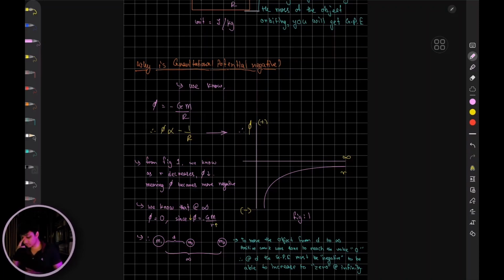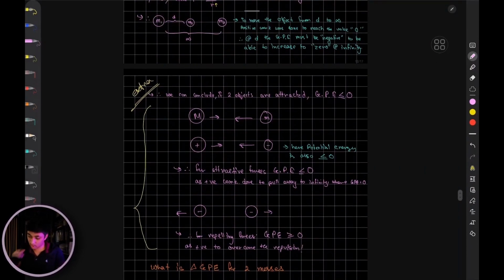The other way to think about this is whenever you have attractive forces between objects. Okay, I have an example over here. Whenever you have attractive forces, the gravitational potential, or in case of charges, the electric potential, is always going to be negative. Because the work is done by each other. You don't need external energy. You don't need external force.